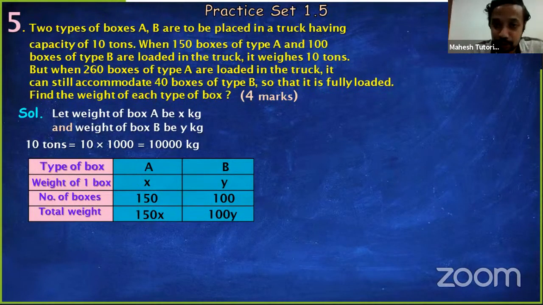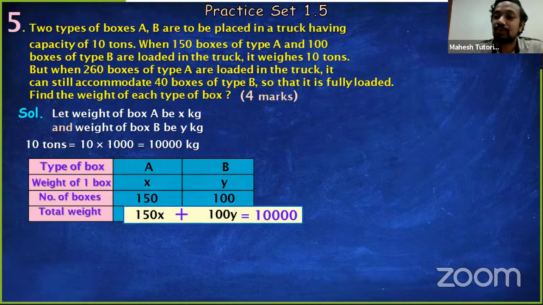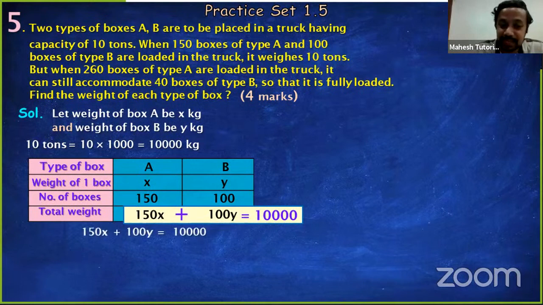I hope this table is quite clear to each and every student. Now students, the total weight considering both types of boxes, A as well as B, would be 150x plus 100y. But the condition says that the total weight is 10 tons. We are not going to consider the unit tons here, we are going to consider the unit kg. So we have already converted that 10 tons is equivalent to 10,000 kg. So the total weight according to the first condition, including all the boxes of type A as well as type B, is equal to 10,000 kg. So we get the first equation here, students, that is 150x plus 100y is equal to 10,000.